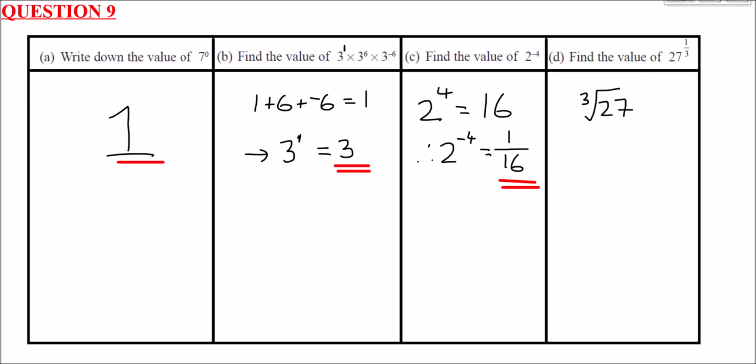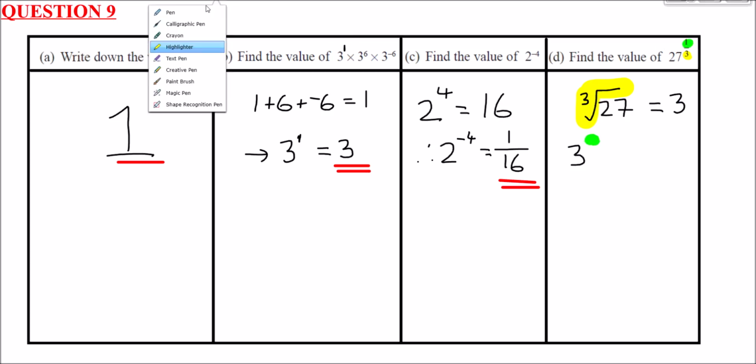So cube root 27 first, and we do that because the bottom number is 3. So what number, when you times it by itself 3 times, gives you 27? Well, that's 3, because 3 times 3 times 3 gives 27. Then we do 3 to the power of a top number, so we're going to do 3 to the power of 1, which is just, obviously, 3.